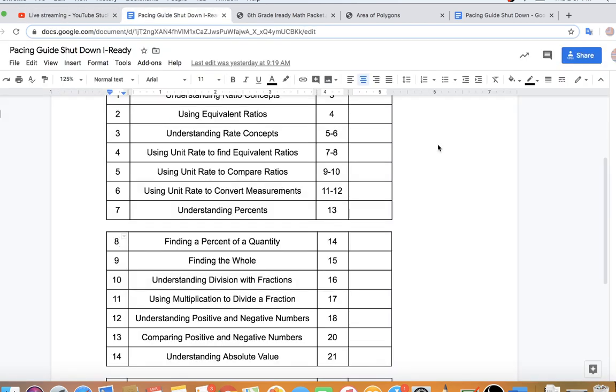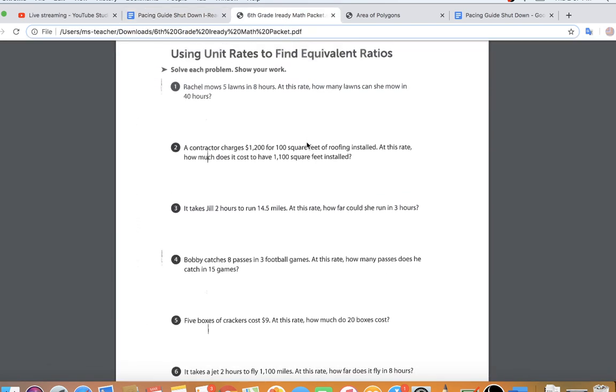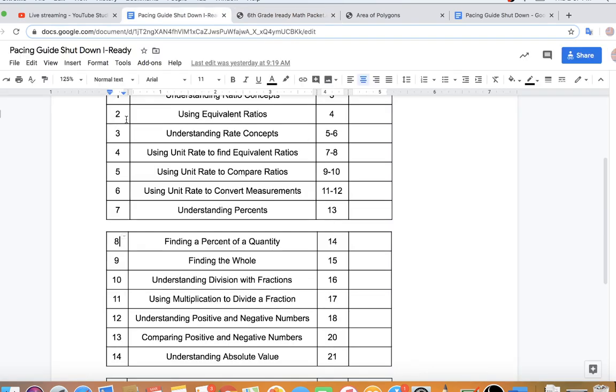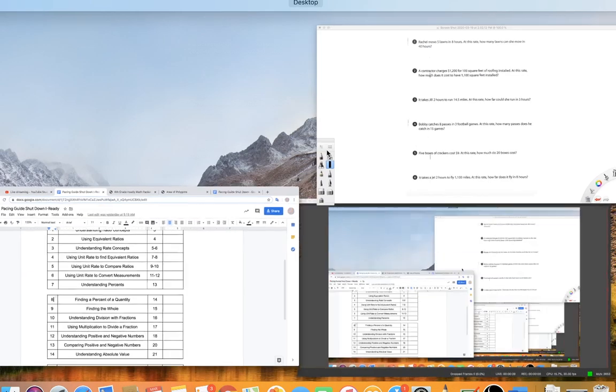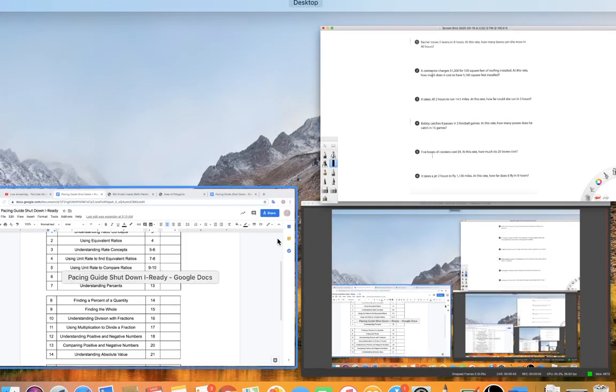All right, this one is for day 4, page 7, from your iReady packet. Yeah, day 4, page 7, right here. This one actually has quite a few problems on here.